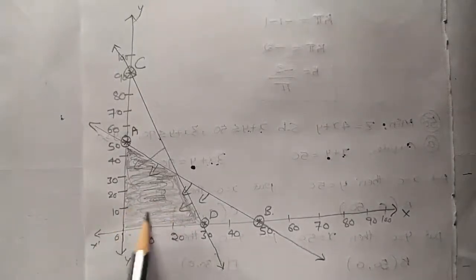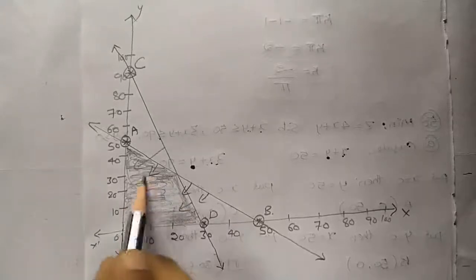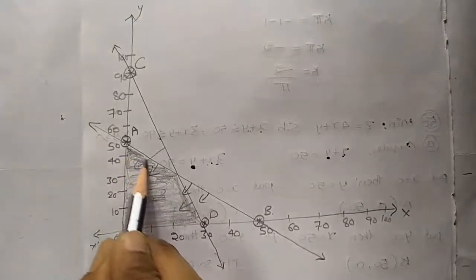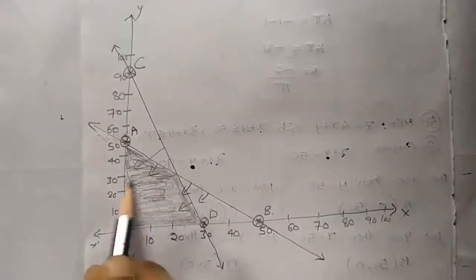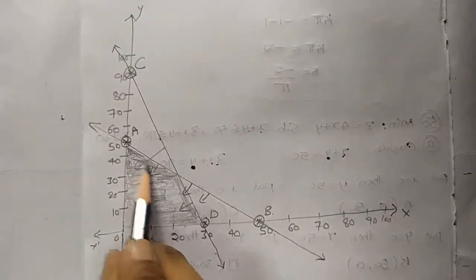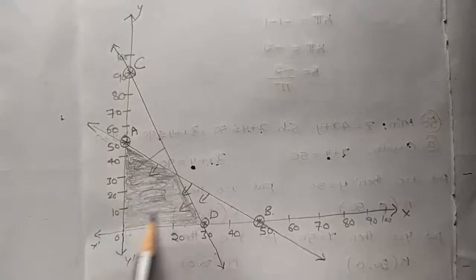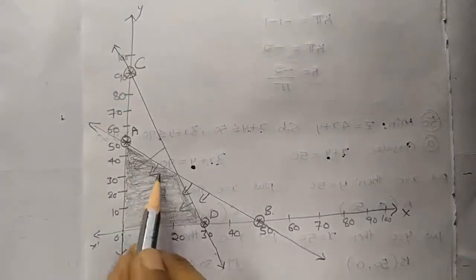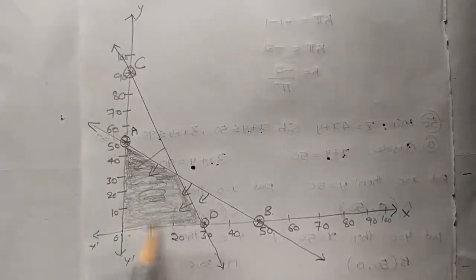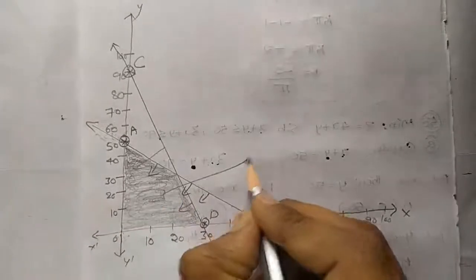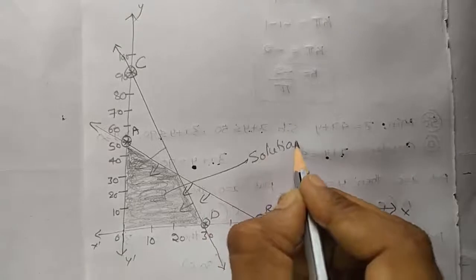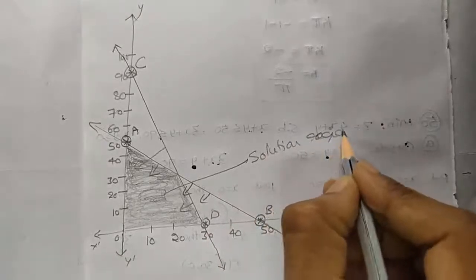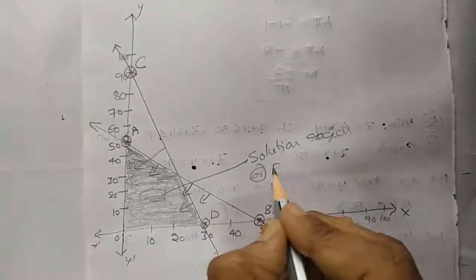Make sure graph should be very clear in your examinations. Otherwise, you are going to lose your marks. Kindly maintain a proper graph sheet for this question. Therefore, this shaded portion is a solution region or feasible region.